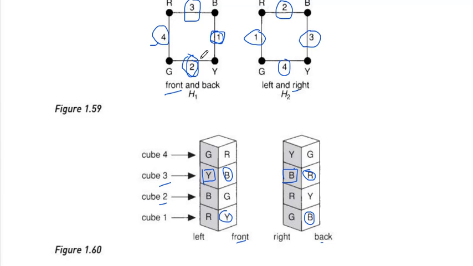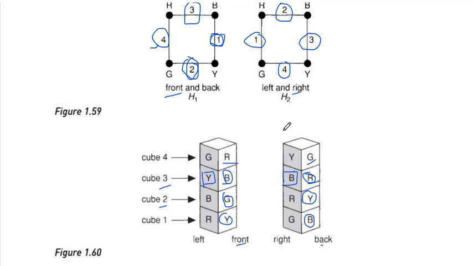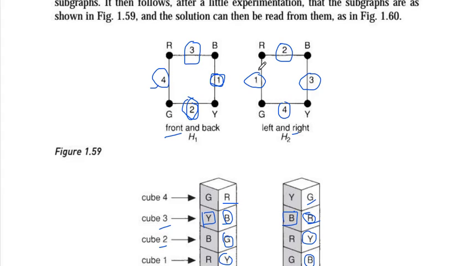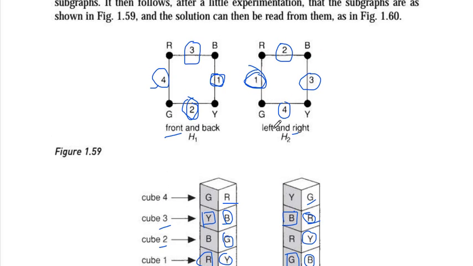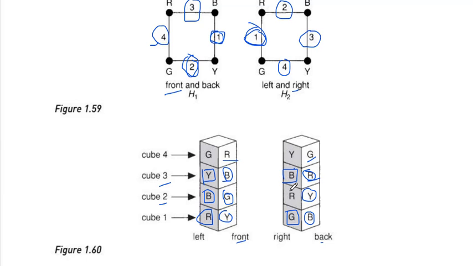Cube 2, green and yellow. Then cube 3, blue and red. Cube 4, red and green. Then left and right: cube 1 is opposite to red and green. Cube 2 is opposite to red and blue. Cube 3 is blue and yellow. Cube 4 is green and yellow.